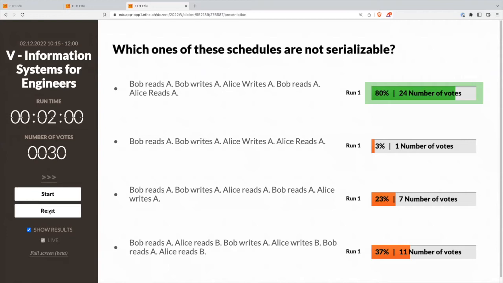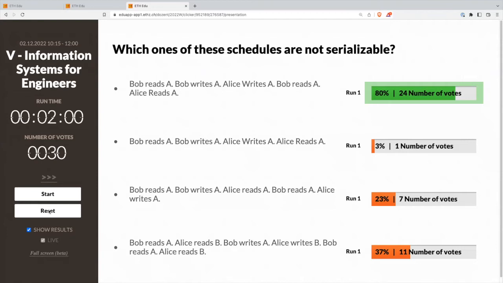The next one, why is it serializable? What can you swap to make it serial? This is also a straightforward answer here. So you see you have Bob, Bob, Alice, Bob, Alice. So this is a bit intertwined. So how do we disentangle the spaghetti here?